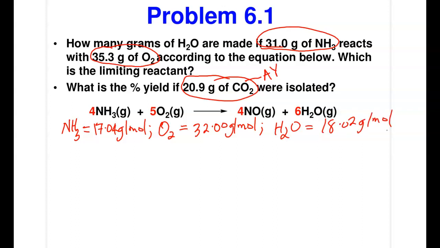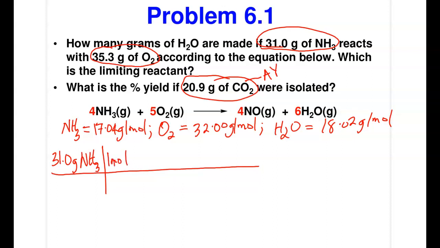Having done those, we now start. First of all, we start with ammonia. If I start with 31.0 grams of ammonia, I want to convert from grams of ammonia to grams of water. That's what I want to do. So again, it's going to be 1 mole of ammonia. Of course, a mole of ammonia will contain 17.04 grams of ammonia.